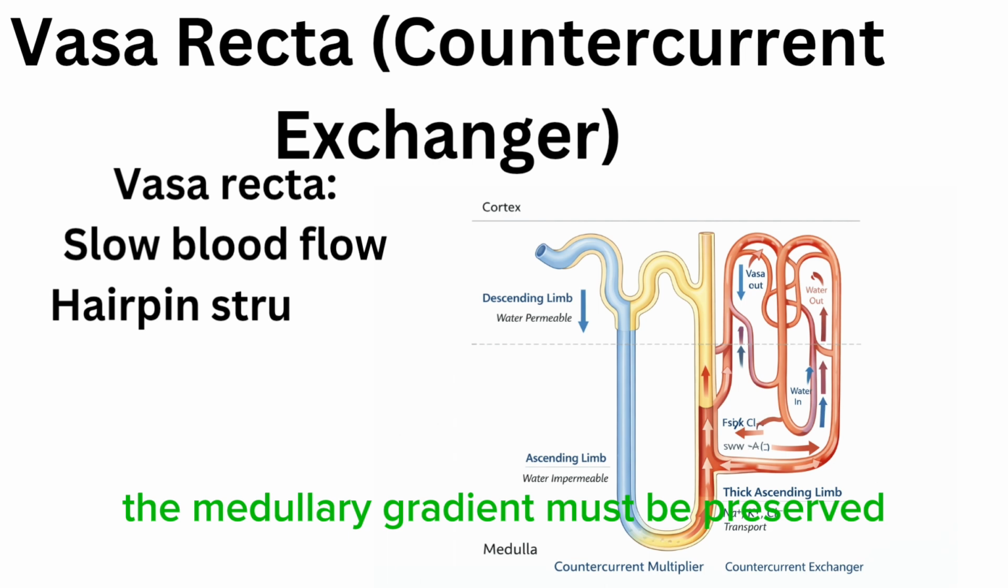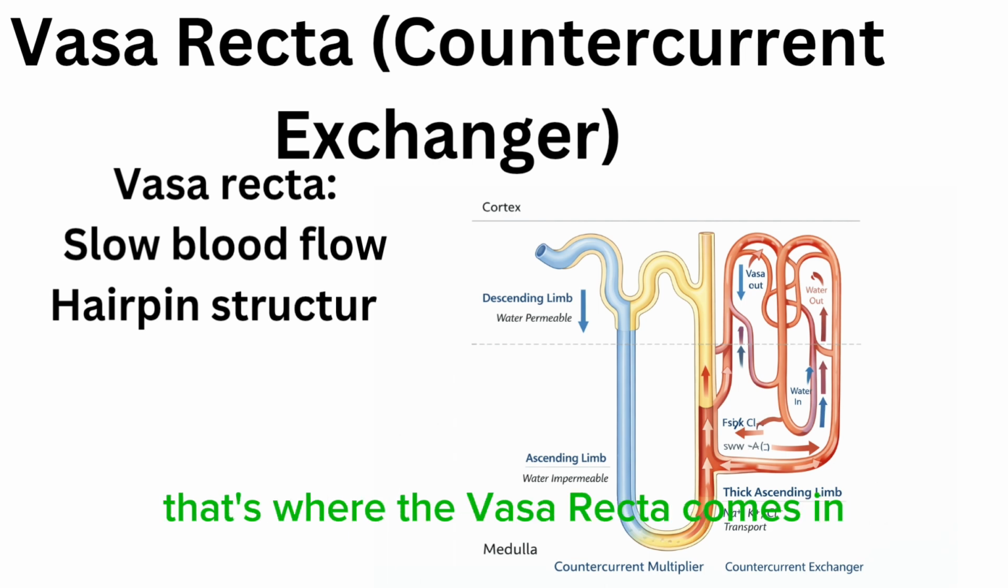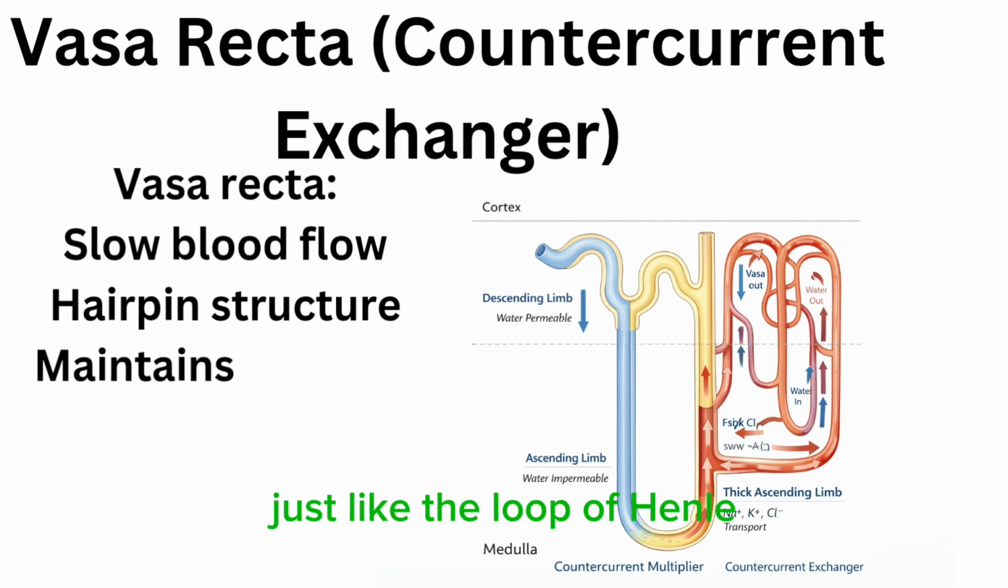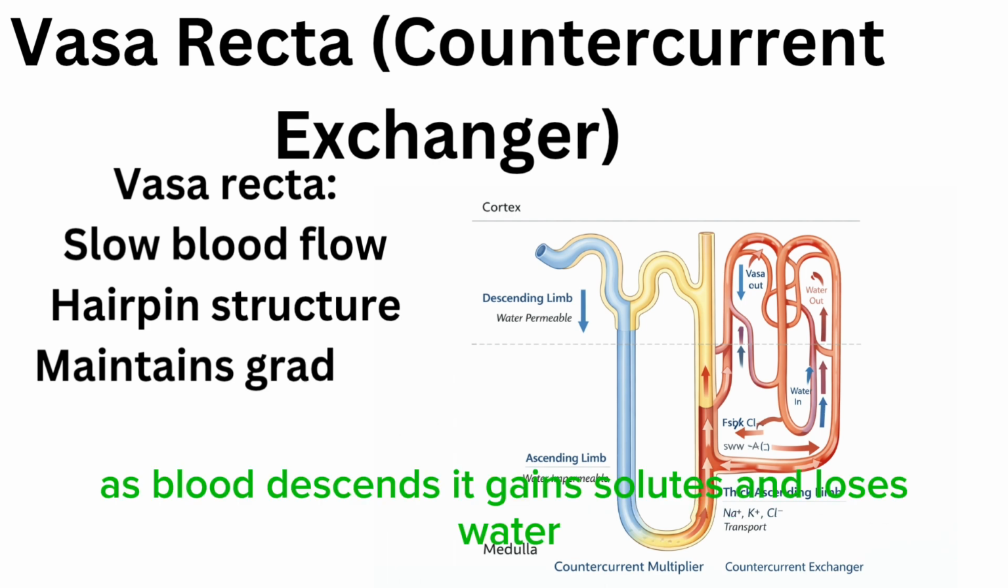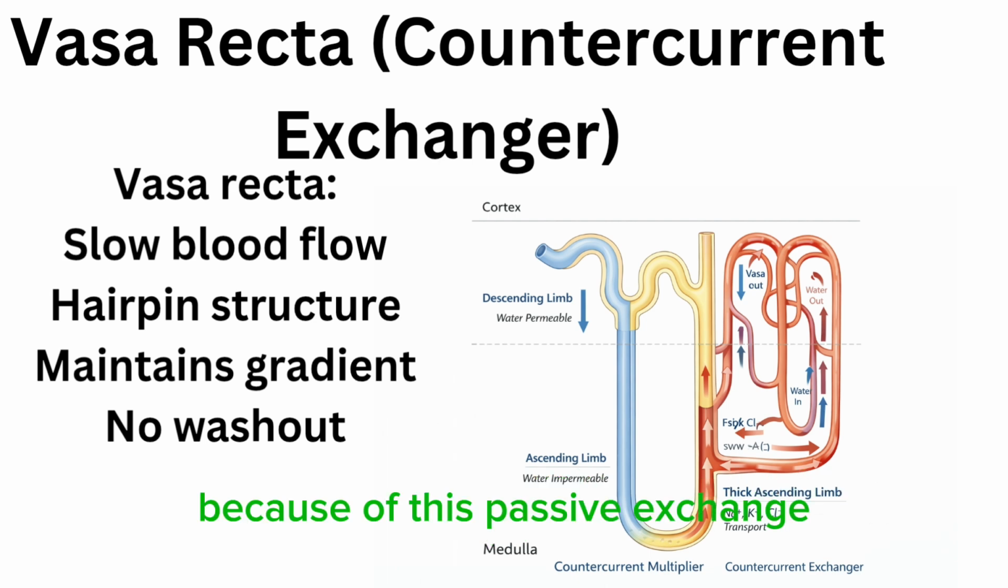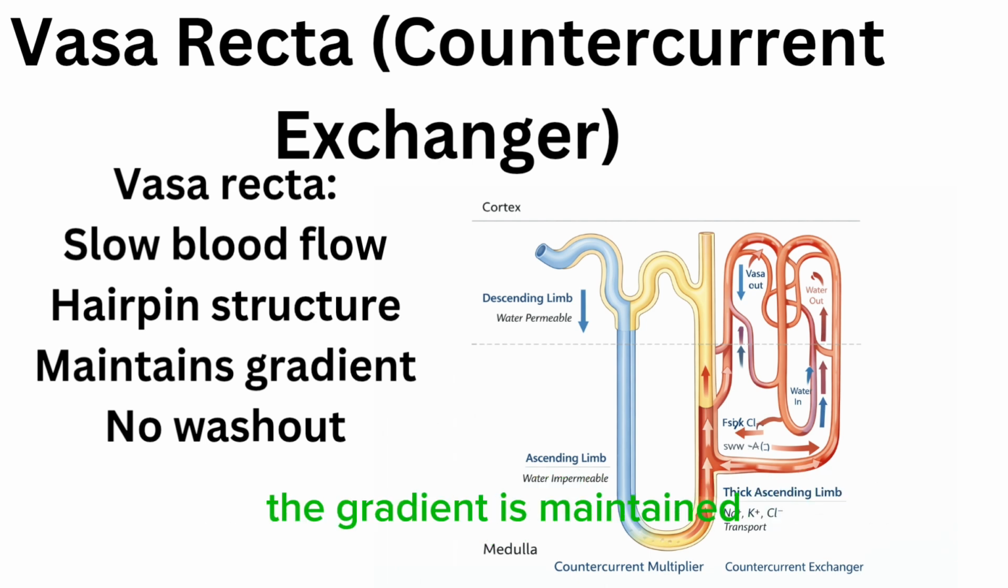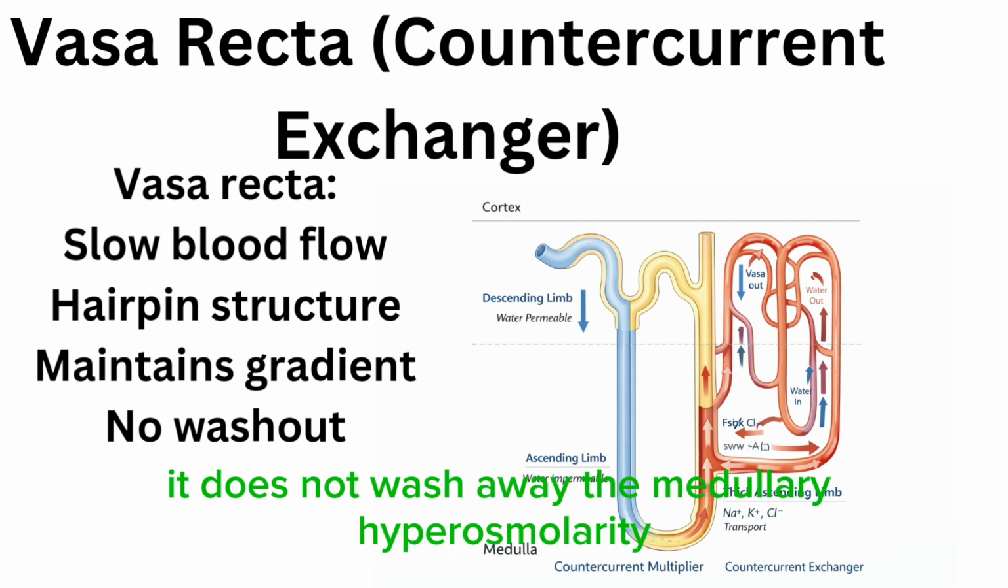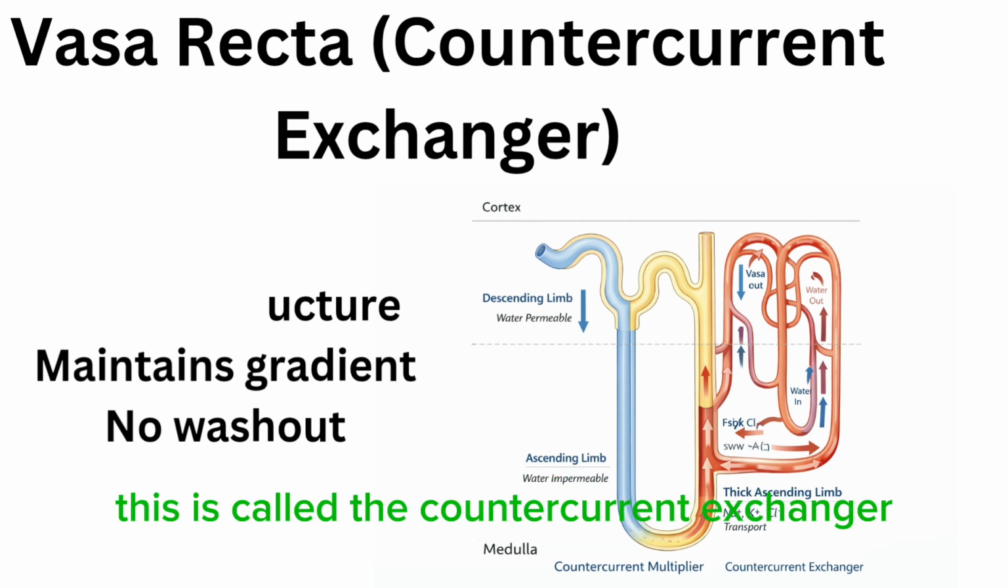The medullary gradient must be preserved. That's where the Vasa Recta comes in. It has a hairpin structure, just like the loop of Henle. As blood descends, it gains solutes and loses water. As it ascends, it loses solutes and gains water. Because of this passive exchange, the gradient is maintained. It does not wash away the medullary hyperosmolarity. This is called the countercurrent exchanger.